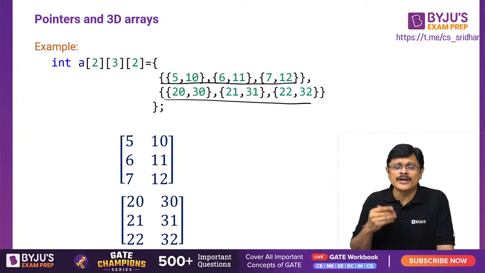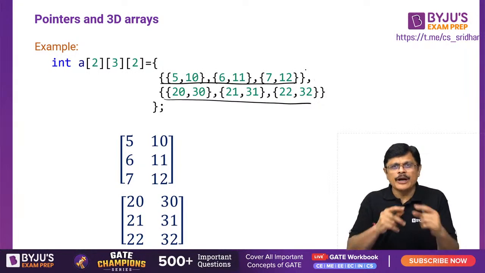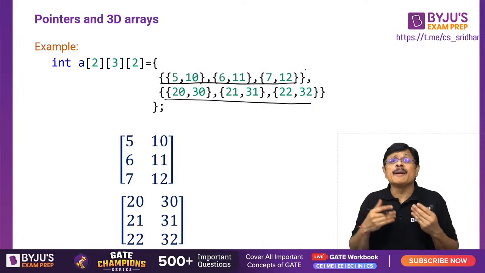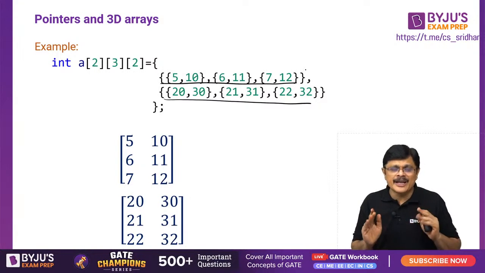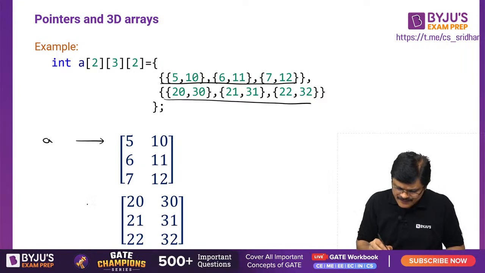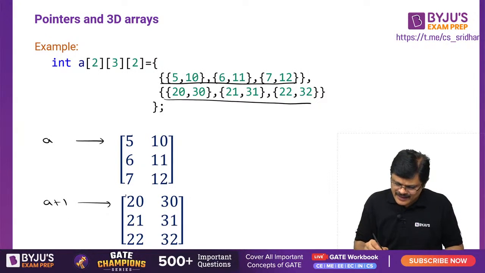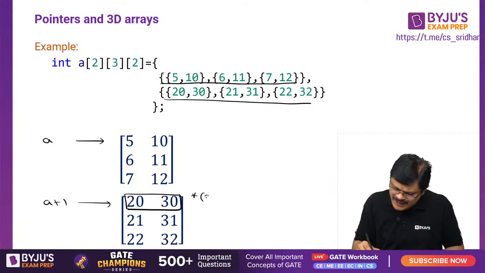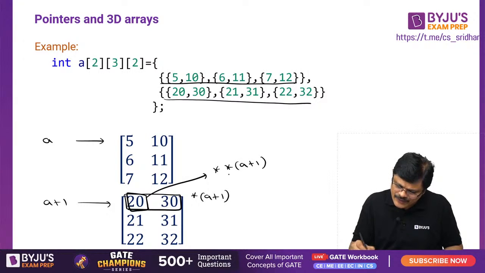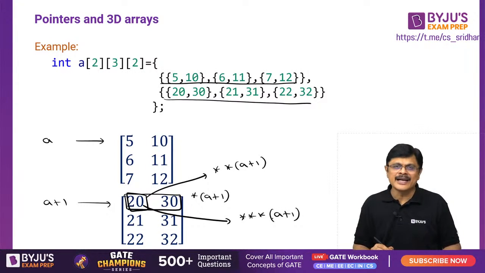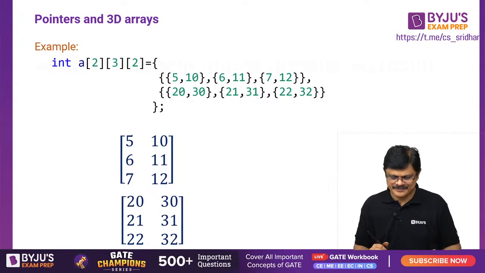Logical view is very important for this type of problems. If you write every fellow in the same line, it may be a little confusing. Logical view is very important. This is your A, this is your A plus 1. Then this is your star A plus 1. Then this fellow would be star of star A plus 1. The value would be star of star of star A plus 1. Is the idea clear? That is how we can generalize to any extent, my dear friends.